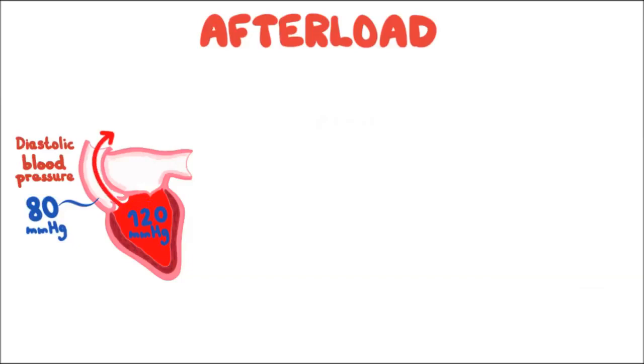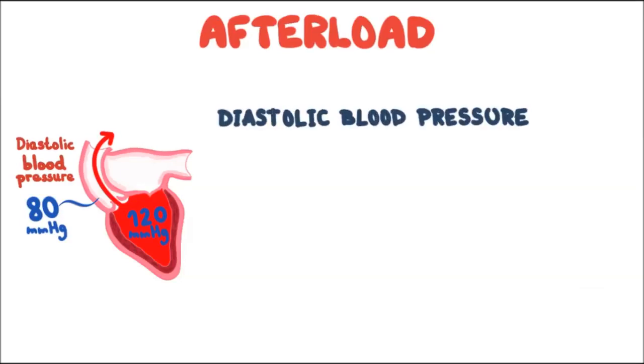So afterload is a pressure the ventricle should generate to open the valve and eject the blood. What is the pressure we need to open the valve? It is diastolic blood pressure.